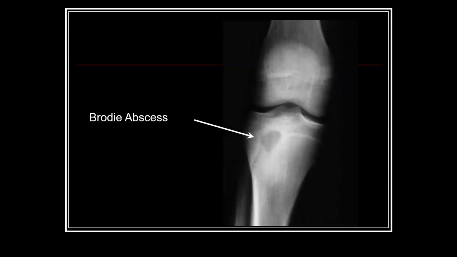So here's an example of what a Brody abscess looks like. And you can see it's got this lytic component as well as a slightly sclerotic and hazy margin.